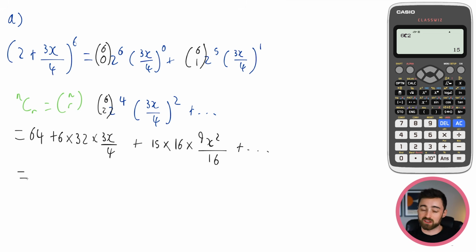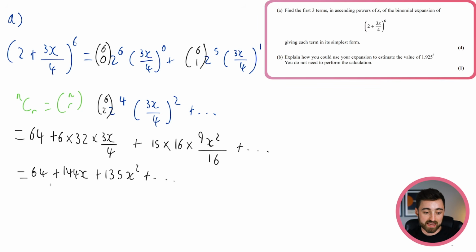Last line, let's just simplify it all. So 64, I can't simplify at all. 6 times 32 times 3 over 4x. Work out what the number is in your calculator and then just shove an x on it. So if I was to do 6 times 32 times 3 over 4, I'm going to get 144. So I get 144x here. Same thing here. Do 15 times 16 times 9 over 16 to get me 135. Lots of x squared. That'll do for part A.